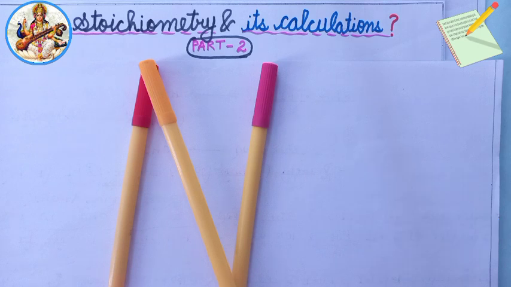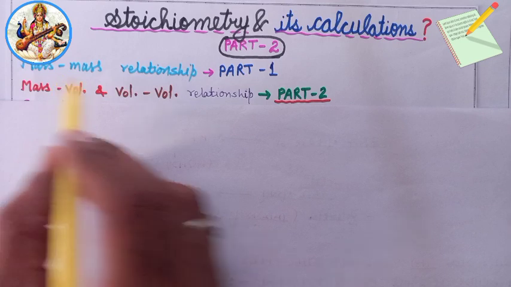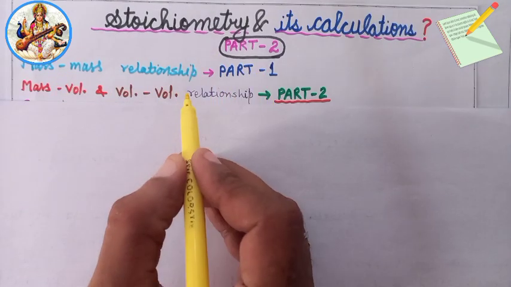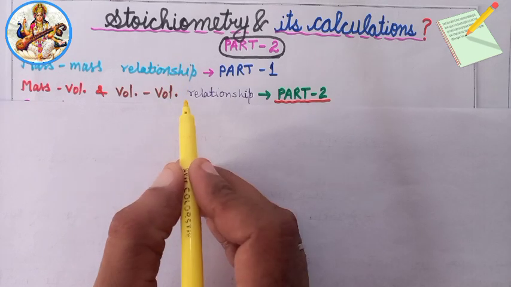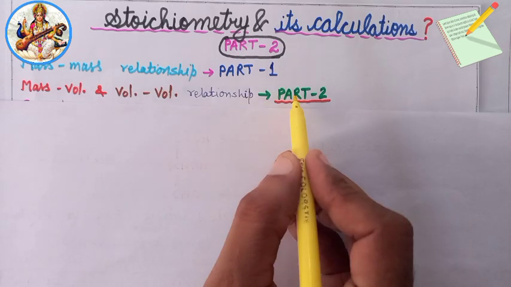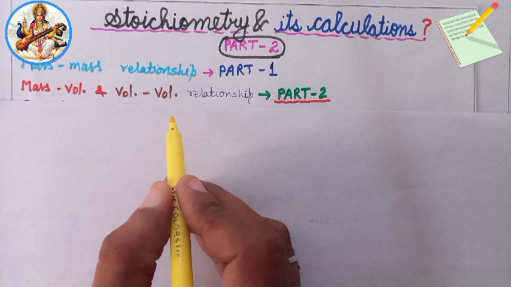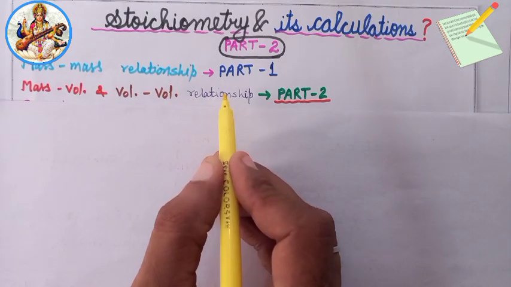In today's session, I am going to discuss stoichiometry and stoichiometry calculations. This is part 2. In part 1, we read the mass-mass relationship. If you didn't watch part 1, you should watch the video. In part 2, we will read about mass-volume and volume-volume relationships.